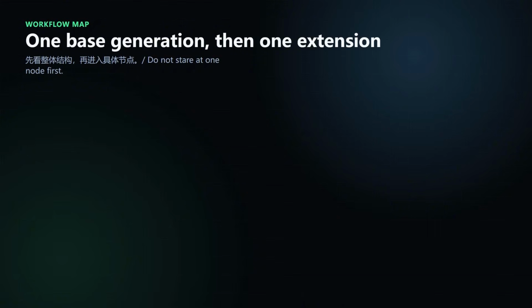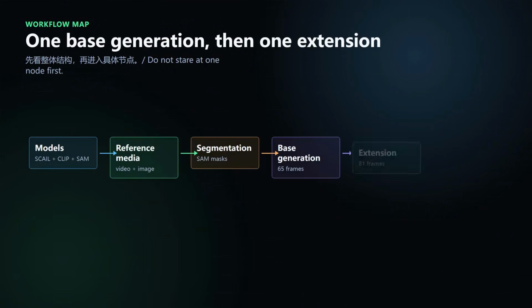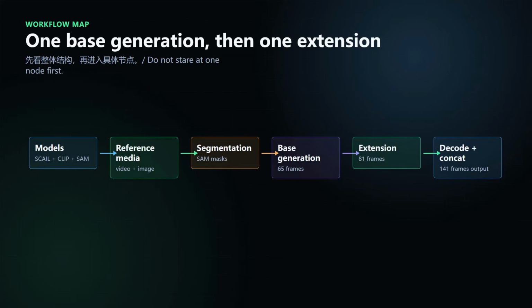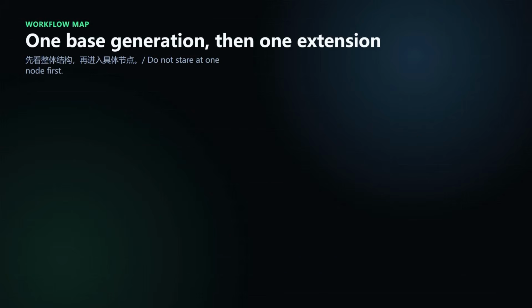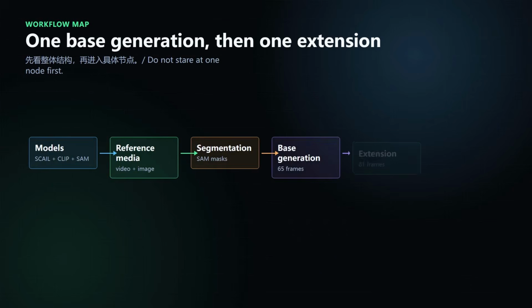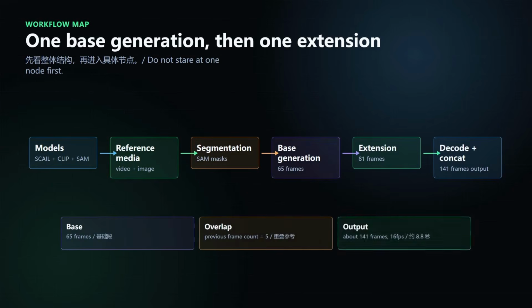From the overall structure, the workflow can be divided into several parts. The first part is model loading. The second is processing the reference image and reference video. The third is SAM 3.1 segmentation. The fourth is basic video generation. The fifth is extended video generation. Finally, we decode, stitch, and output the result.